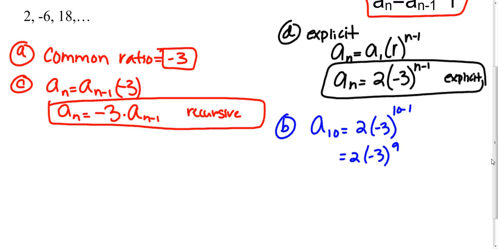Make sure if you're going to stick this into your calculator that you put it in a way that your calculator will follow the order of operations. Because you have a negative here, it's super important that you have that negative 3 in parentheses. So type it in probably just like you see it so that your calculator will get the order of operations correct. And when you do that, I think you get negative 39,366.